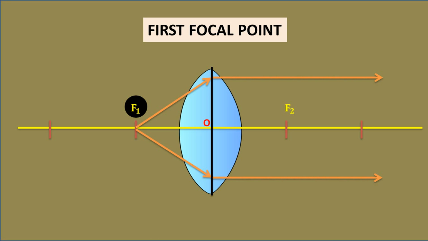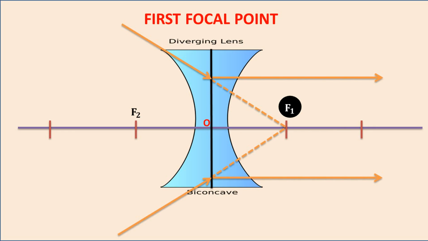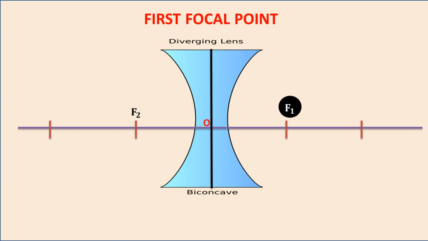For a concave lens, the first focal point is a point F1 on the principal axis of the lens such that the incident rays of light appearing to meet at it, after refraction from the lens, become parallel to the principal axis of the lens.